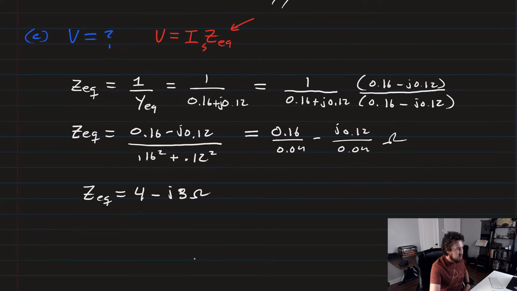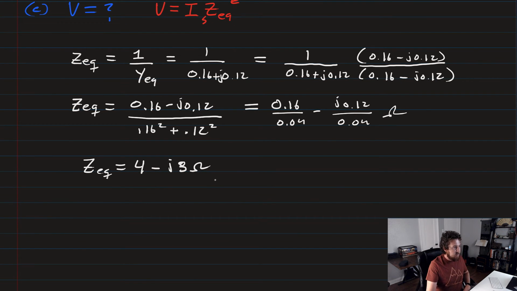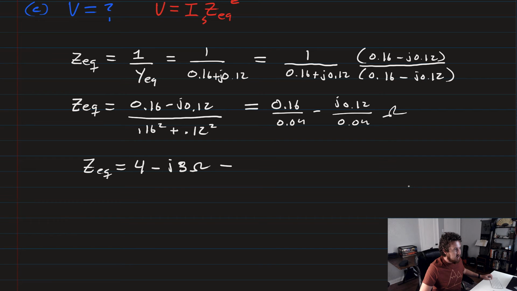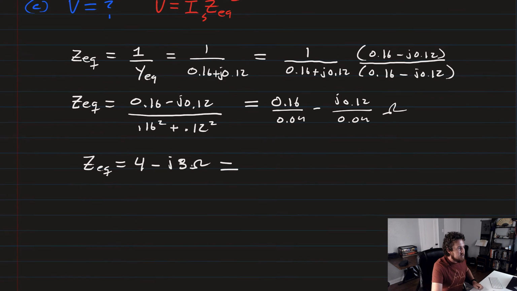Let's go ahead and also put it in its phasor form. So that will be what? The square root of 4 squared plus 3 squared and an angle of the inverse tangent of minus 3 over 4. Oh wait, what am I doing? We don't need to do this yet. We don't need the phasor. We just want to do math. Maybe I'll edit that out. All right. Let's see, because that's not the answer.